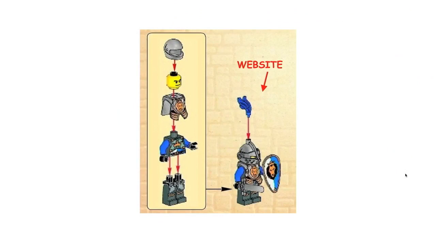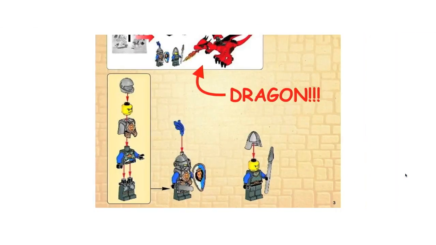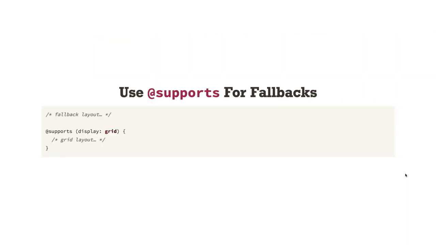So with Grid, we basically just snap, snap, snap, snap. We get a website. We wear our helmet because there's dragons. And, I guess this is the helmet maybe.